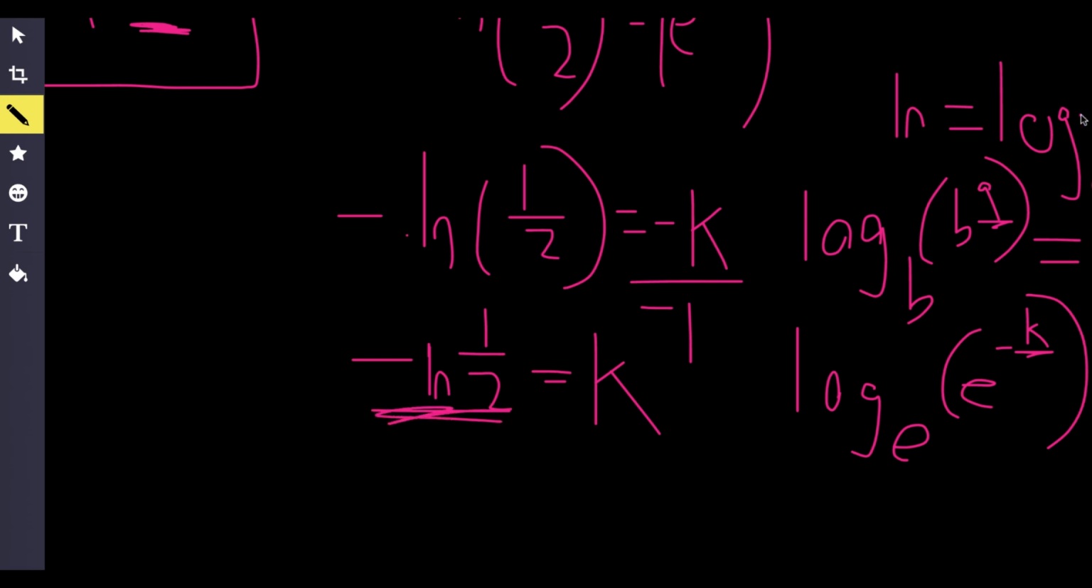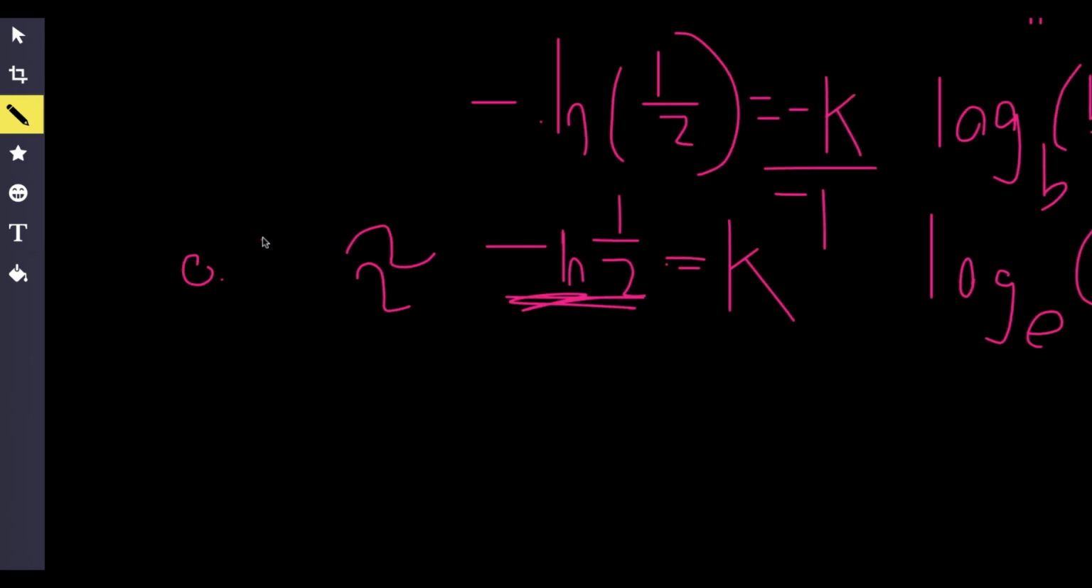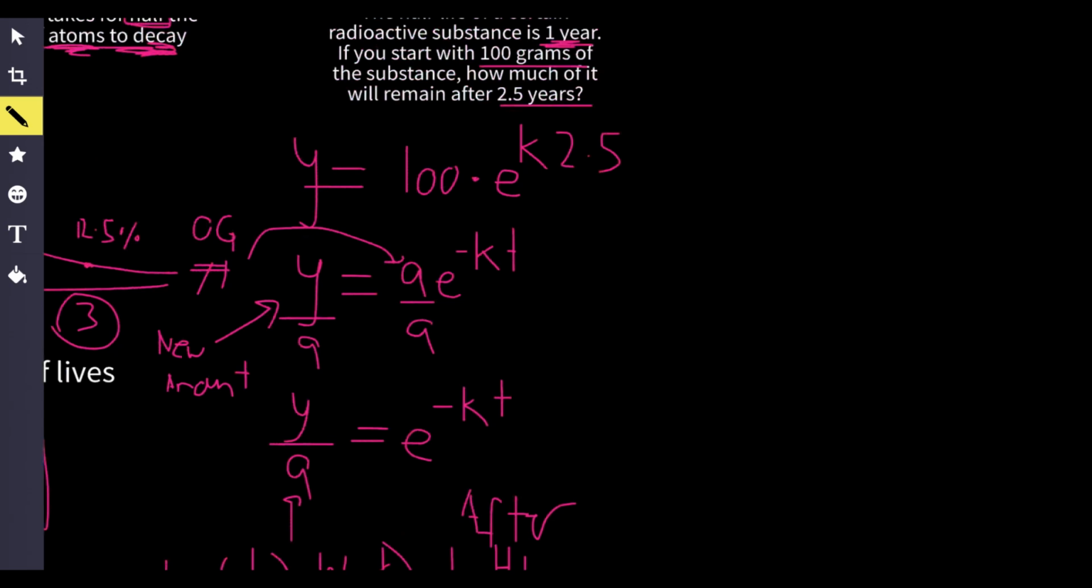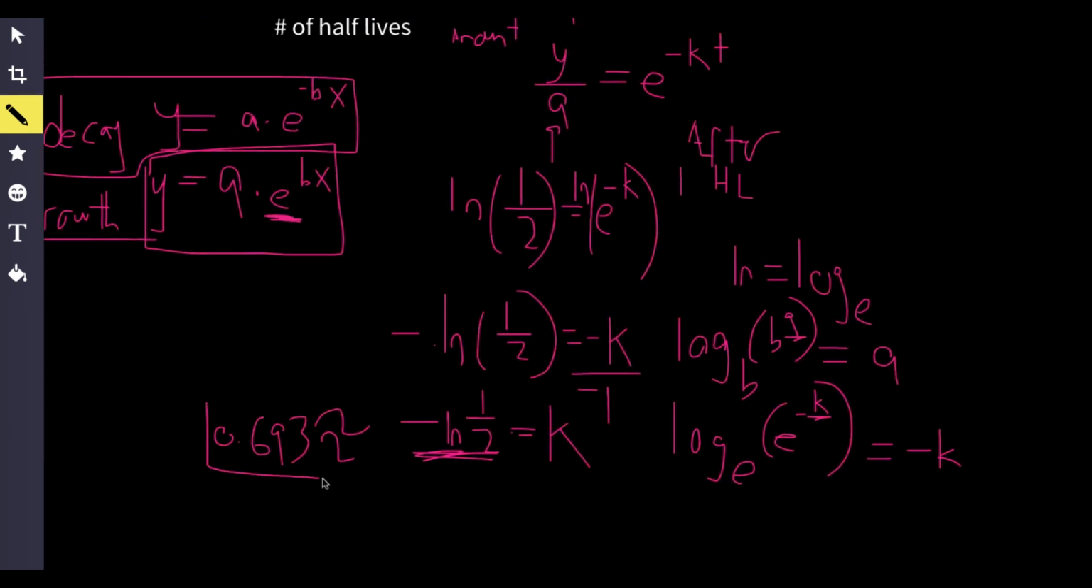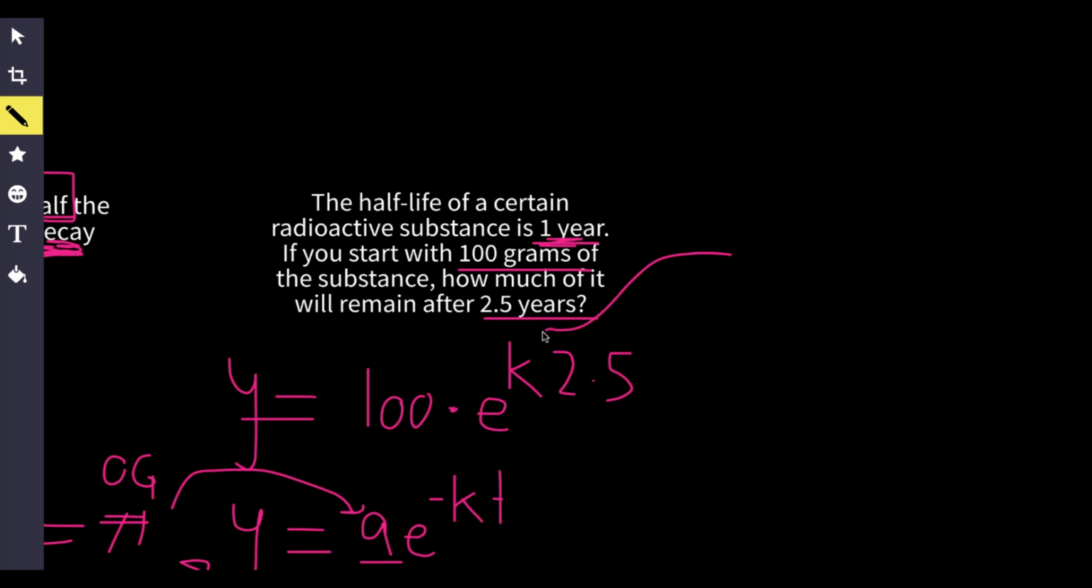Now this, you can just plug in your calculator. So negative ln of 1/2, that's about 0.693. All right, let's just say that, 0.693. So now we know that k is equal to 0.693. So now we can plug it back into our original equation. So 0.693 here. And now we can just plug the rest of this into a calculator.